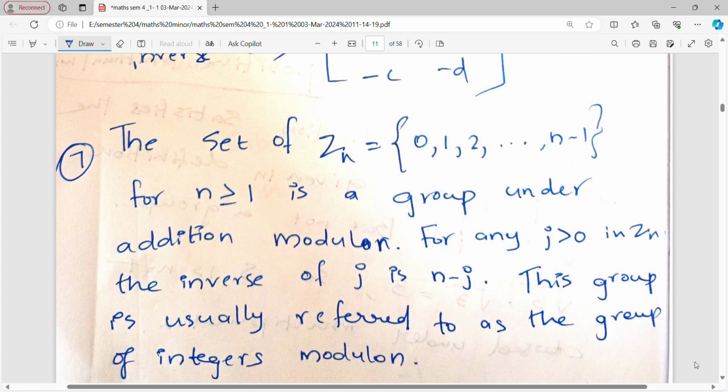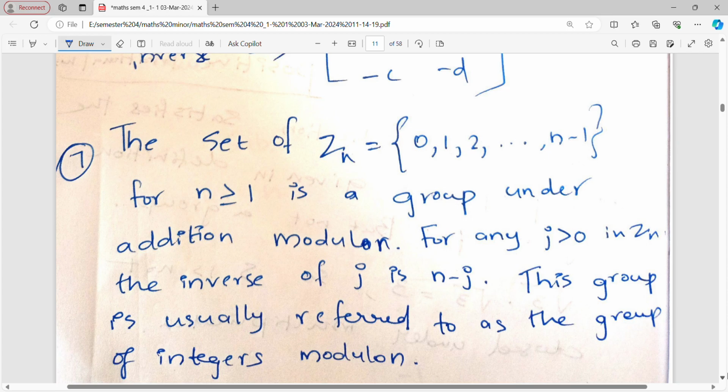The set of all Zn, okay, I'll teach you. With the examples you will get what modulo and integers and all those things are. So for n greater than or equal to 1, Zn is a group under addition modulo n. For any j greater than 0 in Zn, the inverse of j is n minus j. This group is usually referred to as the group of integers modulo n.